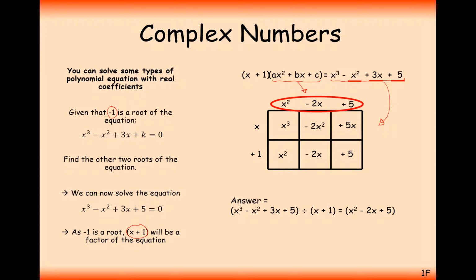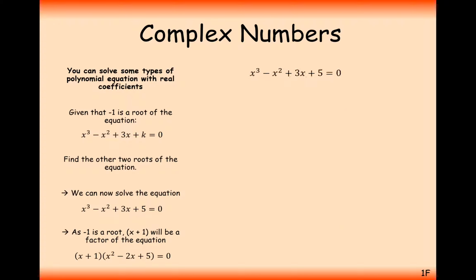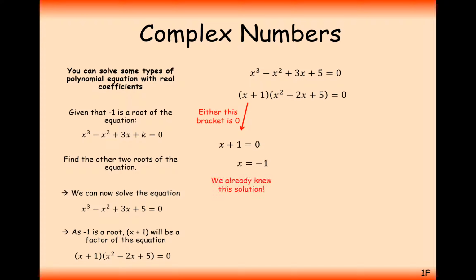So we know now that we can factorize our cubic polynomial into x plus 1, x squared minus 2x plus 5. And for us to now find the roots of this equation, all that's left for us to do is to find the roots of this equation here. So we've got minus 1 in there, that's the one we already know. And now we need to just factorize or solve this quadratic here. So we can use the completing the square method.